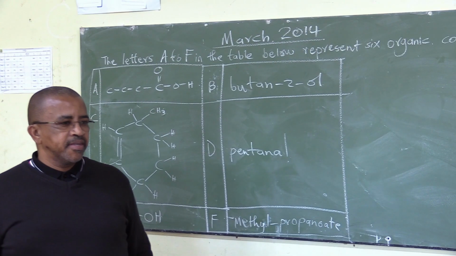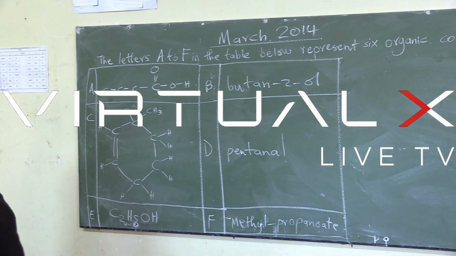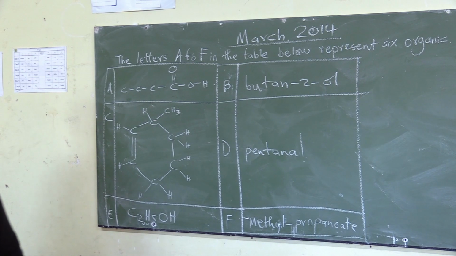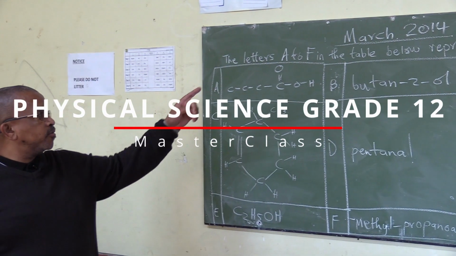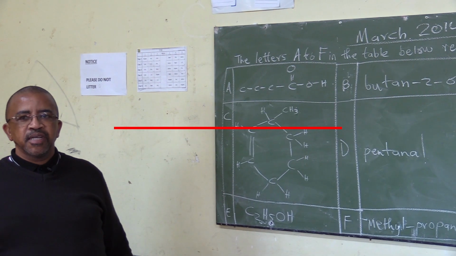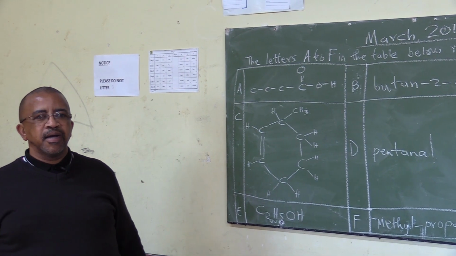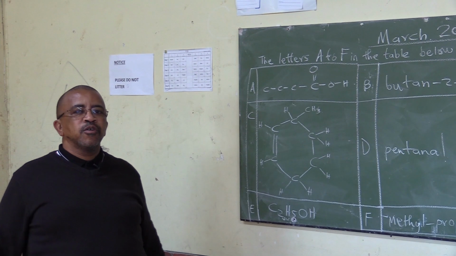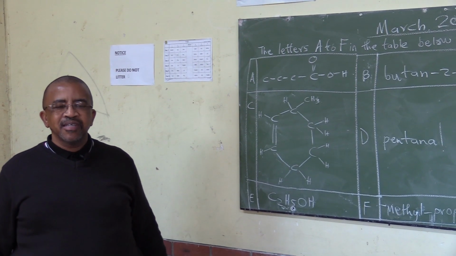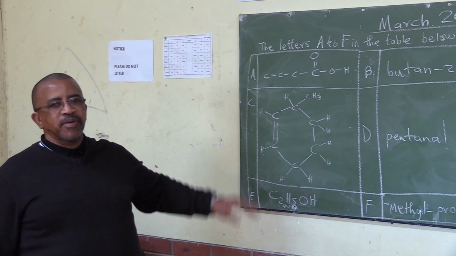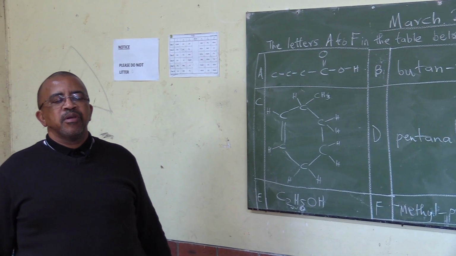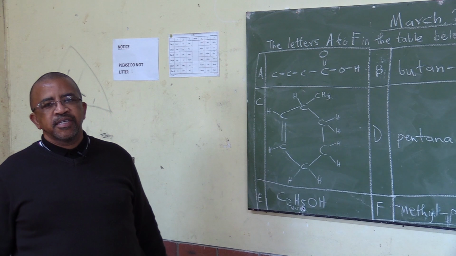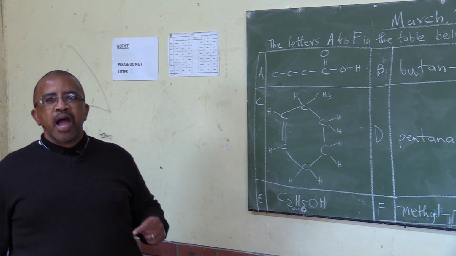Right, this is March 2014, the supplement paper that matric learners wrote in March 2014. These are learners who failed in November 2013, and they were given this paper. My advice to you: each time you revise, use these supplement papers.